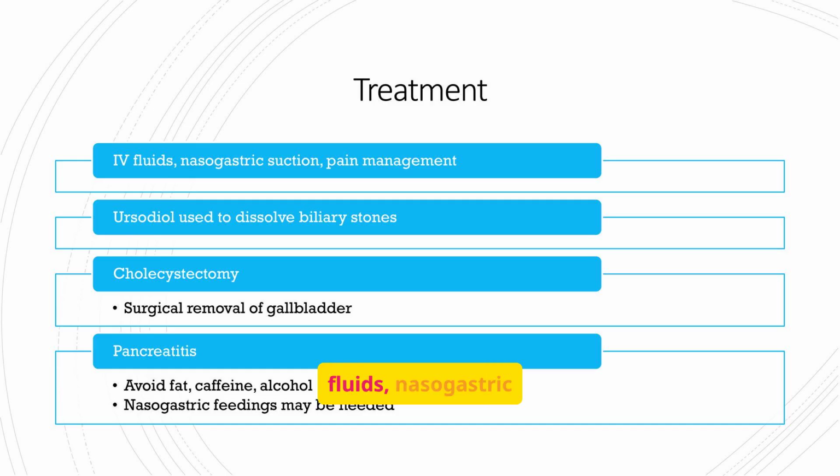Treatment for gallbladder and pancreatic issues varies depending on the specific condition. IV fluids, nasogastric suction, and pain management are often initial steps. Ursodiol can be used to dissolve biliary stones. Cholecystectomy, or surgical removal of the gallbladder, may be necessary. For pancreatitis, avoiding fat, caffeine, and alcohol is crucial, and nasogastric feedings may be needed.